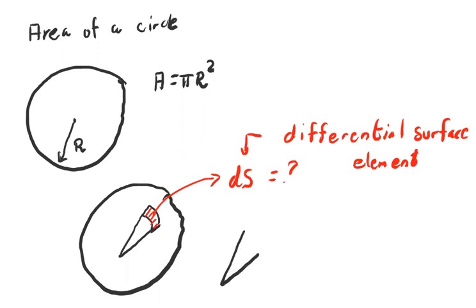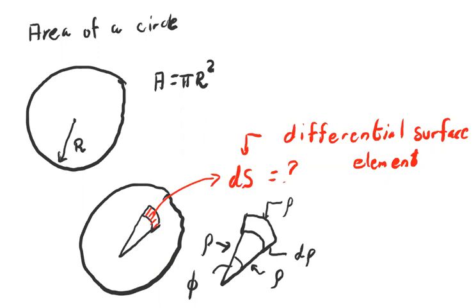Well, let's go back to what we discussed previously. Let's take this picture and blow it up. This is an angle phi. This is rho. This is rho. This length here is just d rho. And this side is an arc length that has a magnitude of rho d phi. And the task at hand is to figure out what the area is of that shaded region in red.